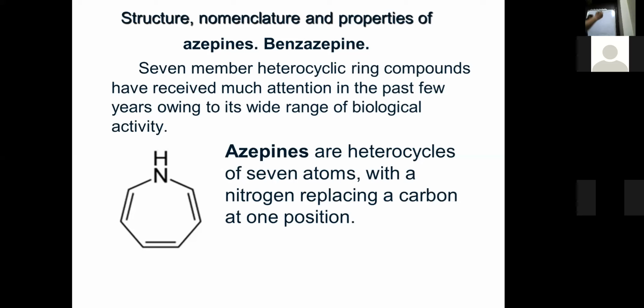So let's write NH, 1, 2, 3, 4, 5, 6, 7. This is a 7-membered ring containing a nitrogen. This is known as azepine. And when a benzene is fused to it, it is known as benzazepine.